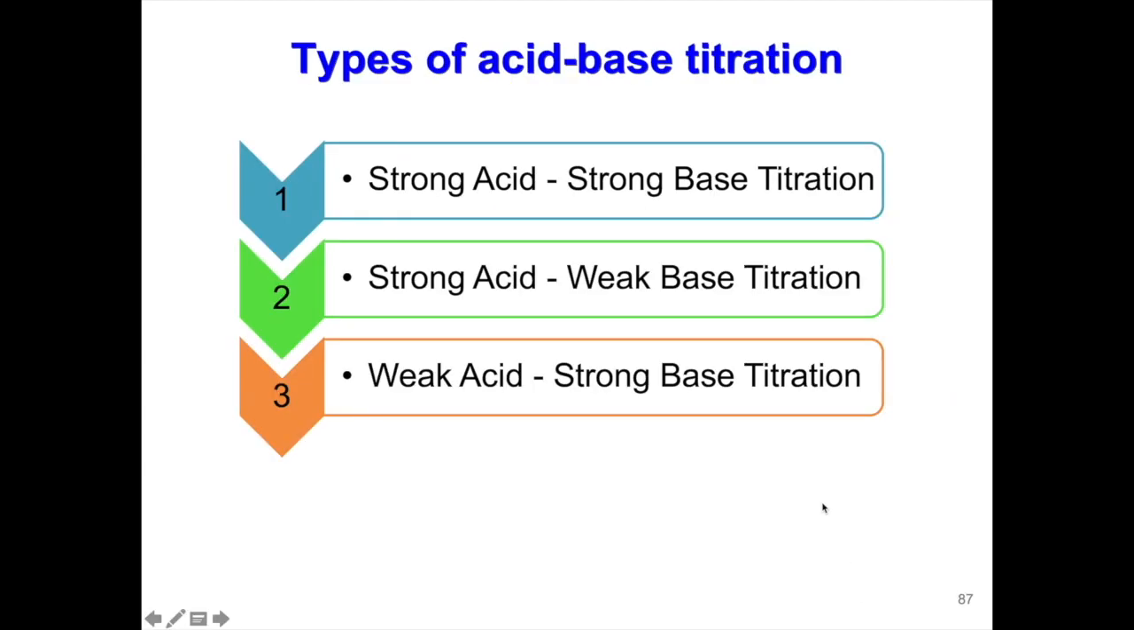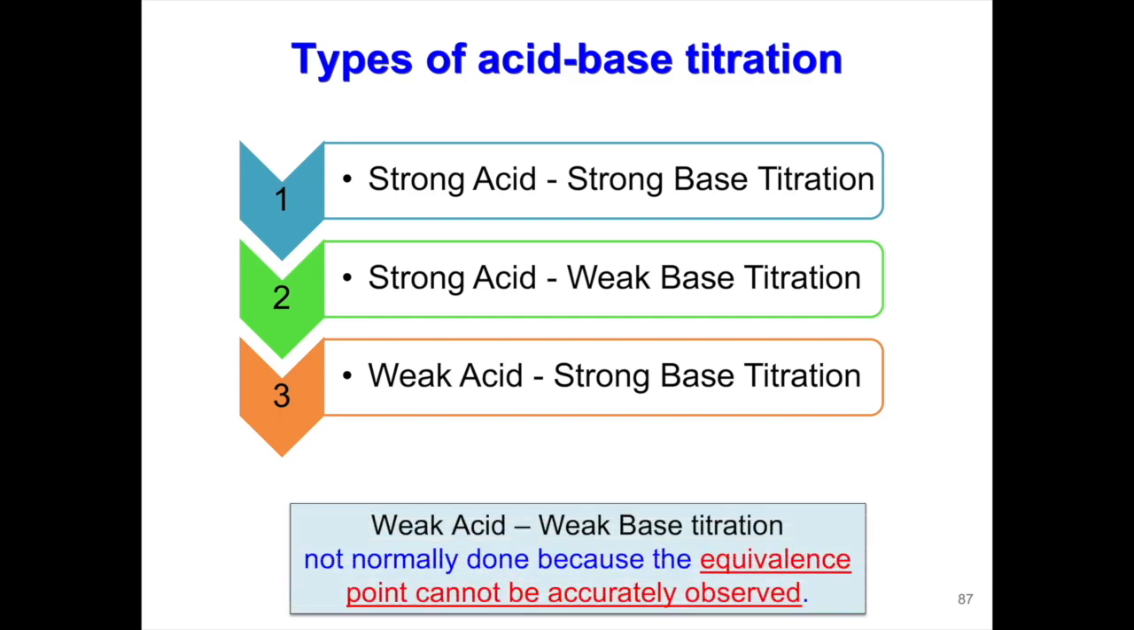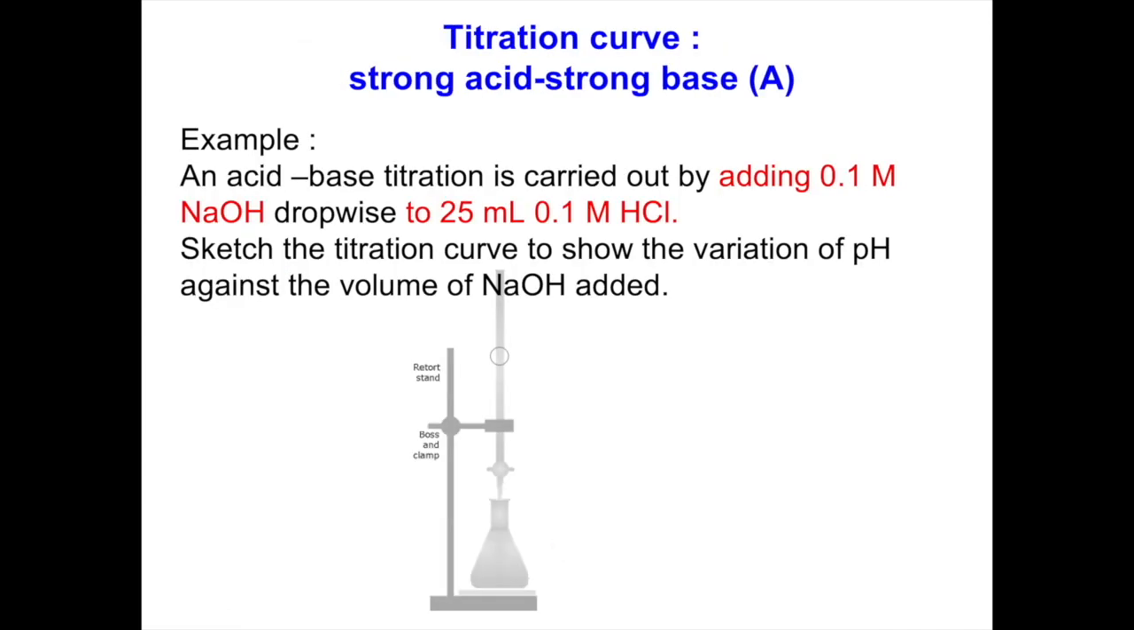There are 3 types of acid-base titration: strong acid, strong base titration; strong acid, weak base titration; and weak acid, strong base titration. Please take note that weak acid, weak base titration is not normally done because the equivalence point cannot be accurately observed. So let's see the titration curve of strong acid and strong base.